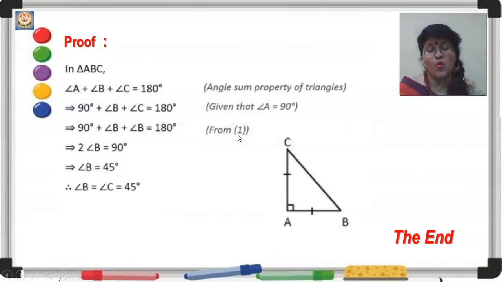Now 90 plus B equal to 180 degree. I have written here from 1. But where is this 1? I have not mentioned it anywhere. Now students, remember this. You know that AC is congruent to AB. So if these two sides are congruent, won't angle C and angle B be congruent to each other? Because then they become the base angles of isosceles triangle, or they become the angles opposite to equal sides. So you have to mention that in the beginning that AC congruent to AB, therefore angle B congruent to angle C, and that will be statement 1. It is not mentioned out here.